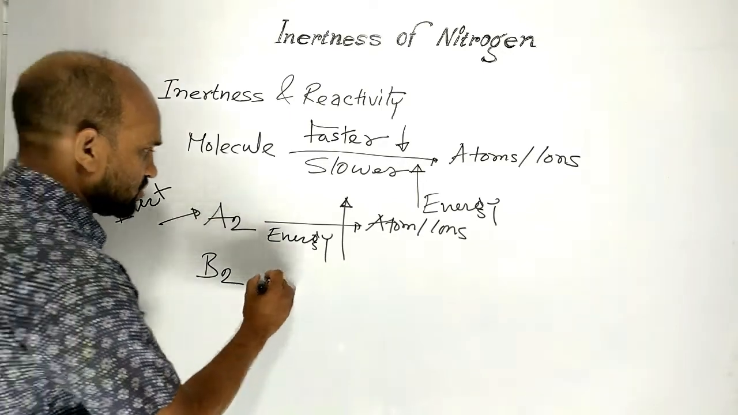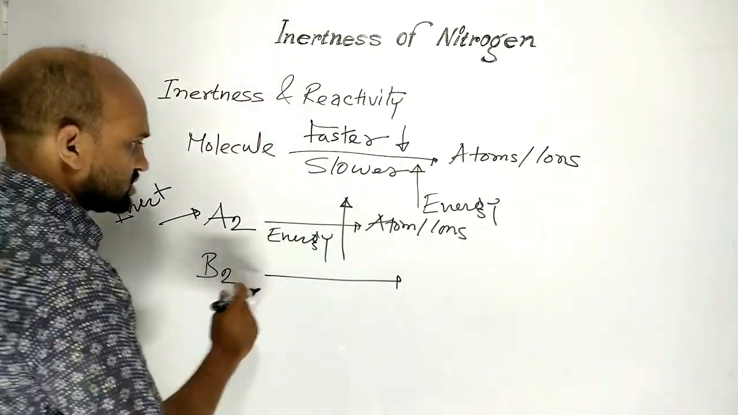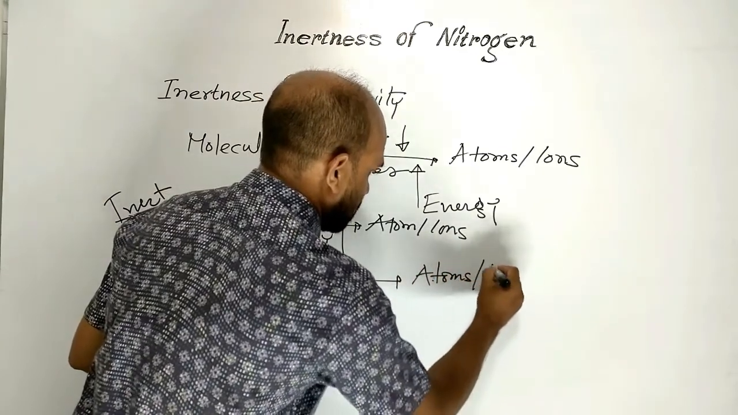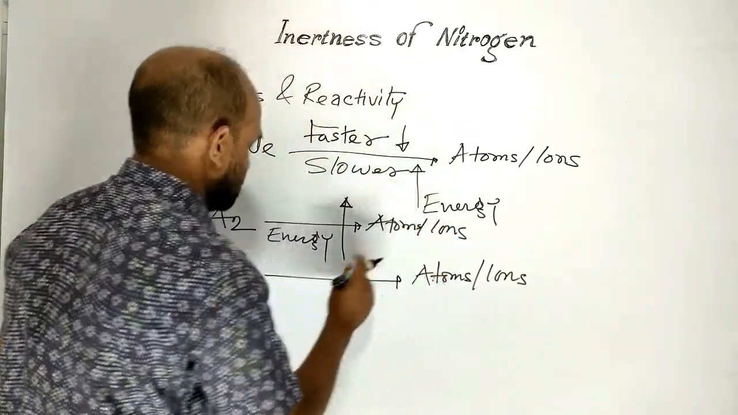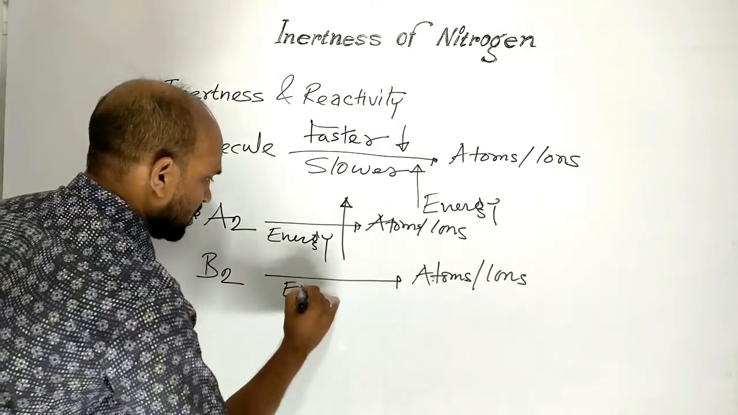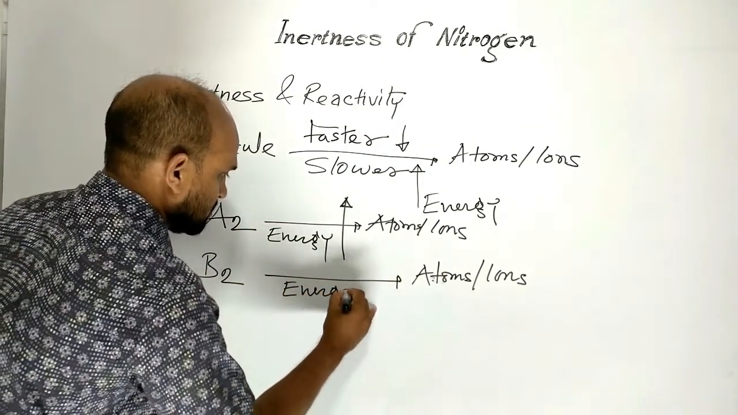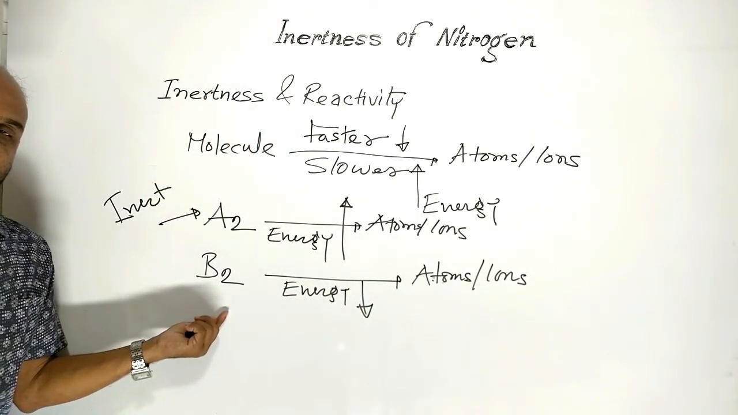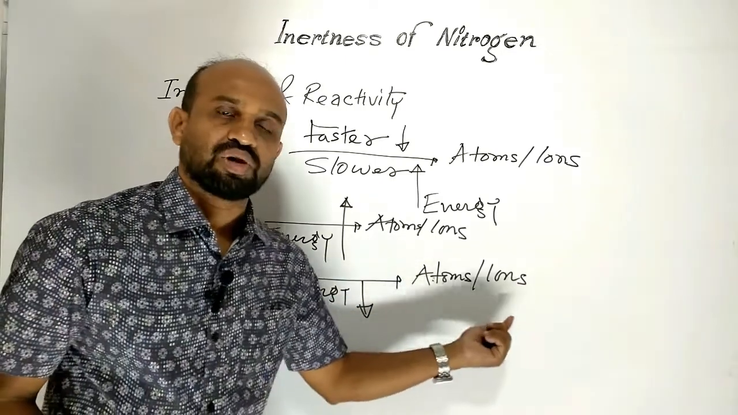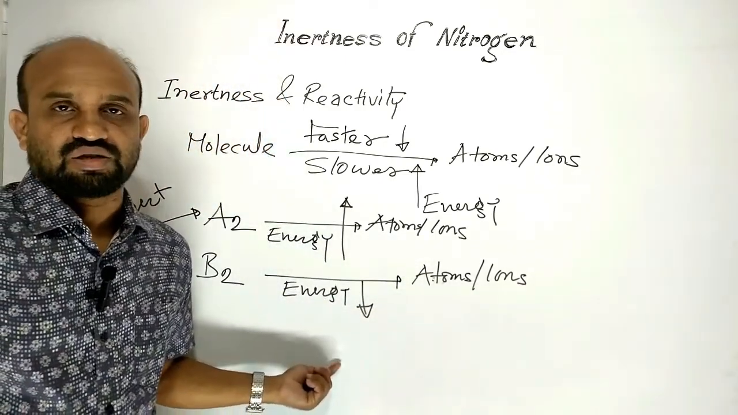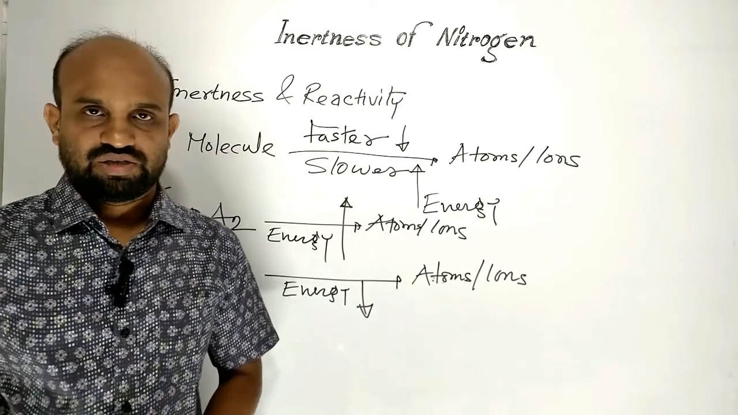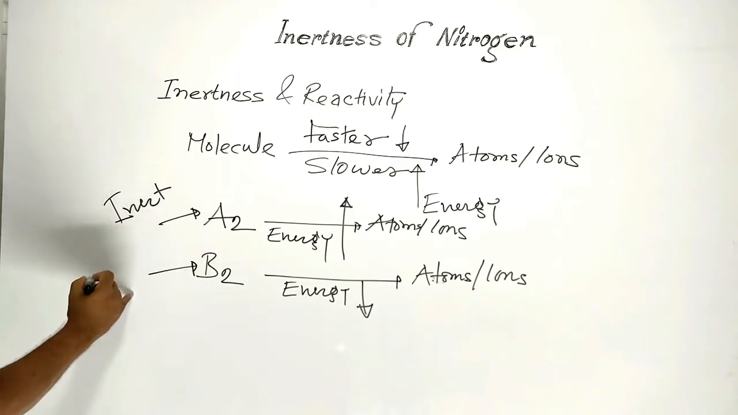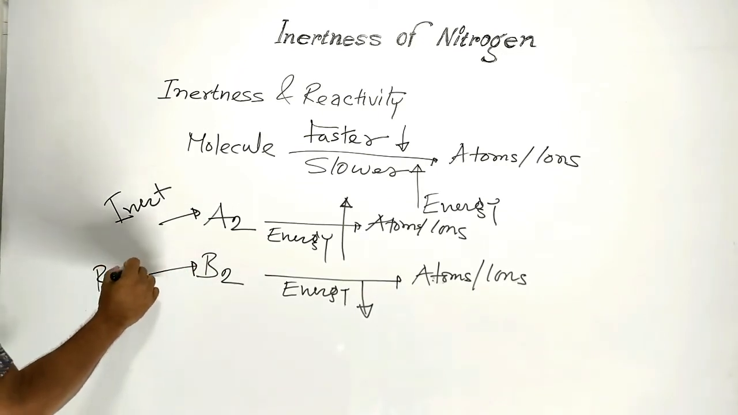But suppose molecule B breaks into atoms or ions with a minimum amount of energy. That is, molecule B breaks into atoms or ions very easily, faster, with a low amount of energy. Then this molecule is said to be a reactive molecule.